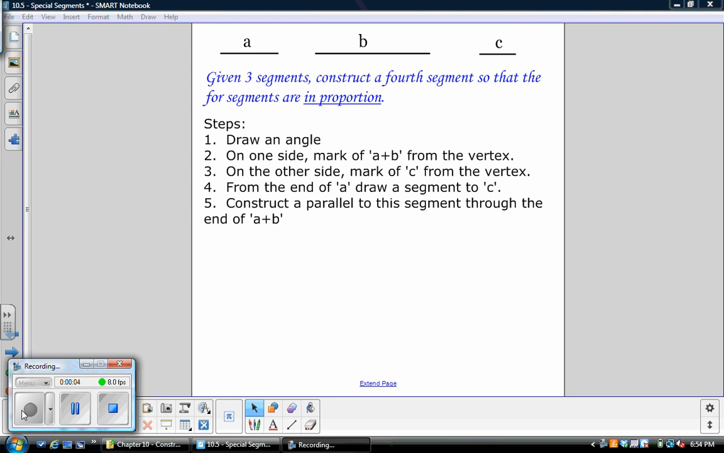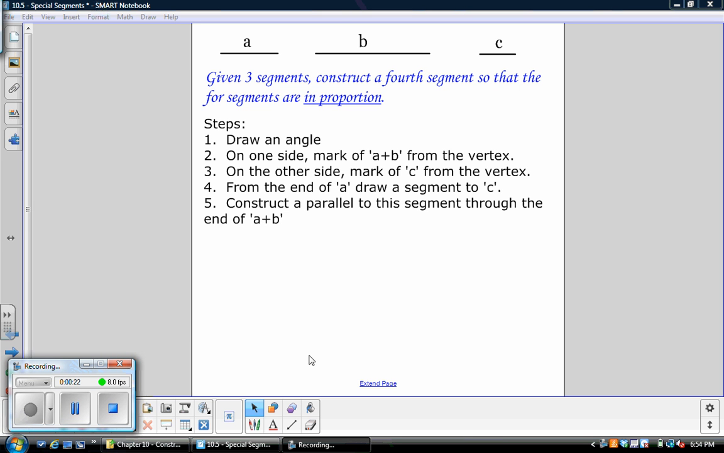This is construction number 13. Given 3 segments, construct a 4th segment so that the 4 segments are in proportion. So what I'm going to do is I'm first going to give you the steps, talk you through it, and then I'll go through an actual construction. The first step is you draw an angle.